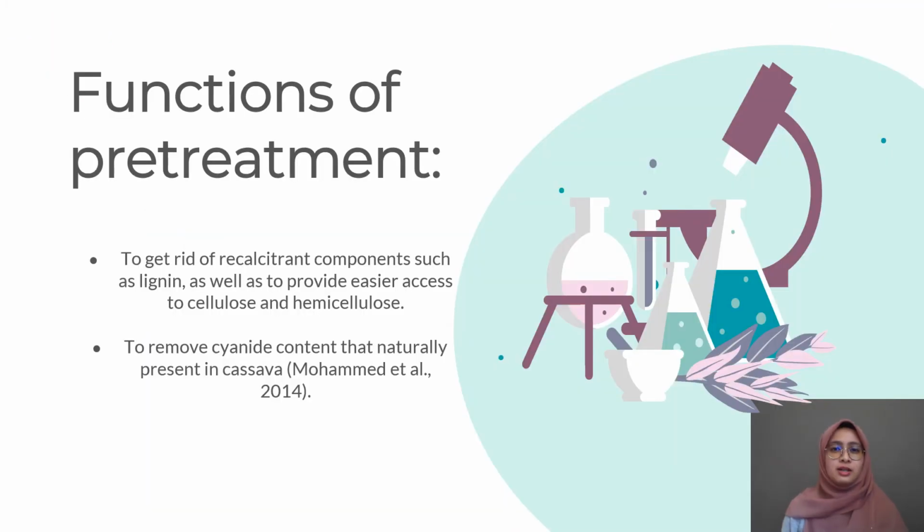As I mentioned earlier, pretreatment is one of the steps in the processing of cassava. It functions to get rid of recalcitrant components such as lignin, as well as provide easy access to cellulose and hemicellulose. In cassava peels especially, pretreatment is done to remove cyanide content that is naturally present in cassava.